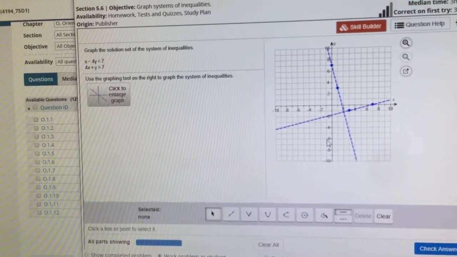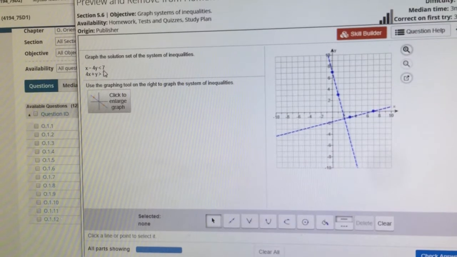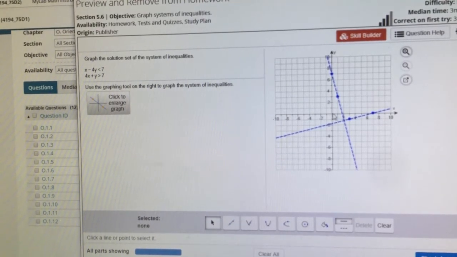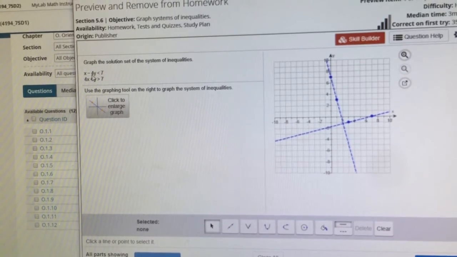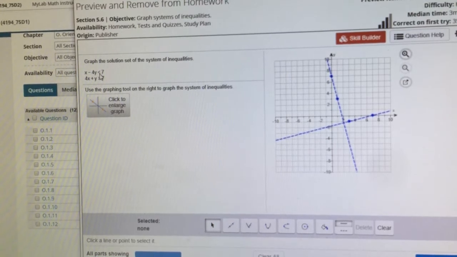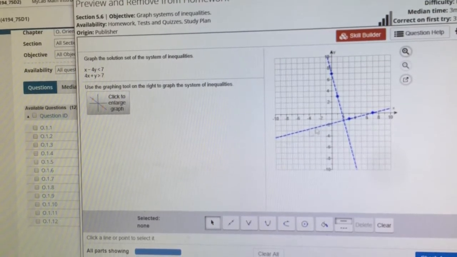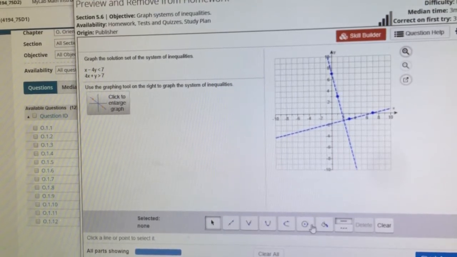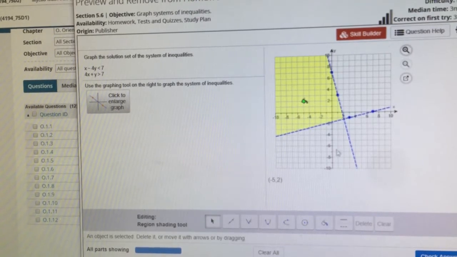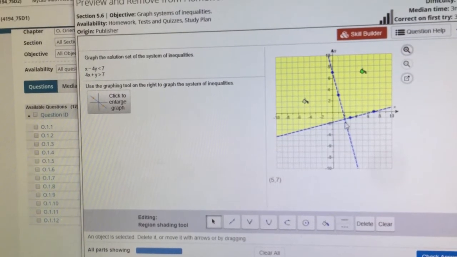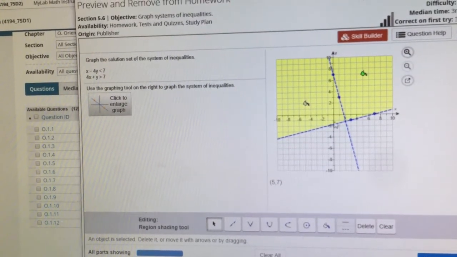Now the shading. Now I didn't shade the first line or the second line this time, but on this first line, I got to do a test point. And notice now 0, 0 is good for both lines because neither line goes through 0, 0. So if I put 0, 0 in here, 0 minus 4 times 0, which is 0, is that less than 7? Well, it sure is. So the first line we did, I'm shaded on this side of it. So I'm going to click my paint thing. I'm going to click here and here because both of these are on the top side of that line, the first line we drew.